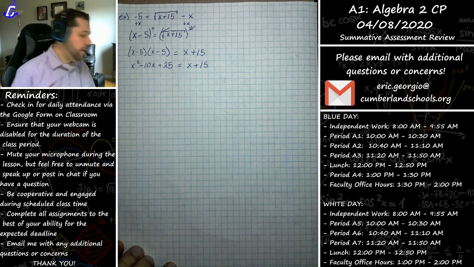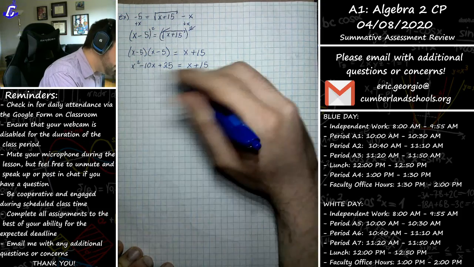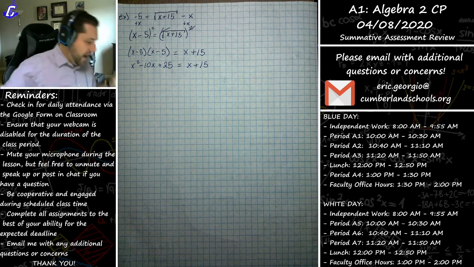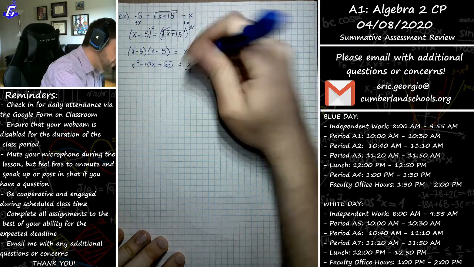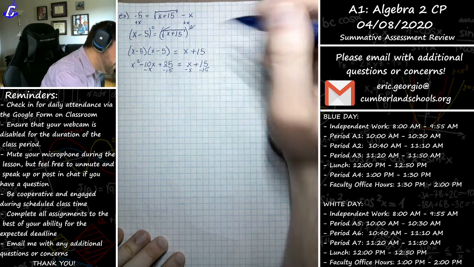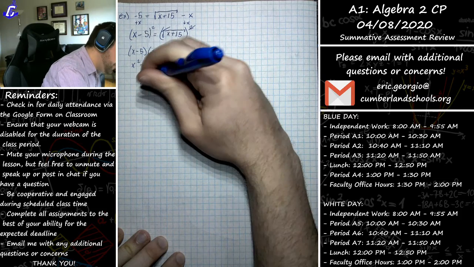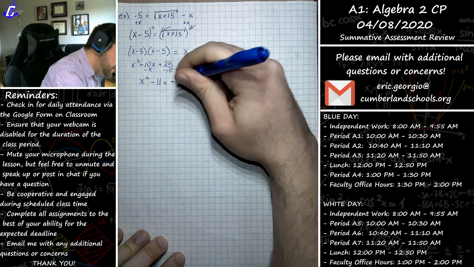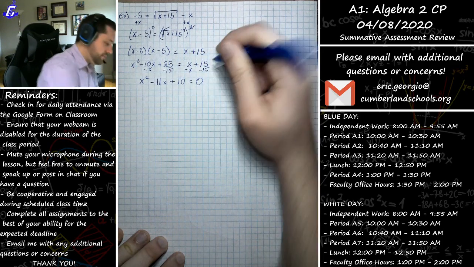Okay. We just have to now set up to factor, because as soon as you see that x squared, you should be like, ooh, factoring. But remember, to factor, we have to set equal to 0, so I'm going to do exactly that. That gives us now x squared minus 11x plus 10 is equal to 0.